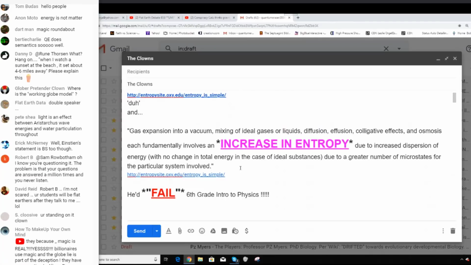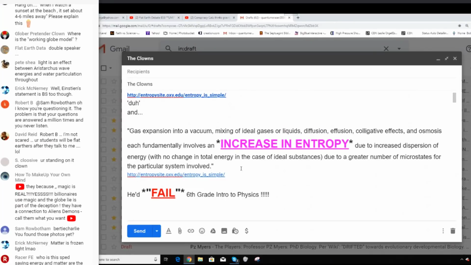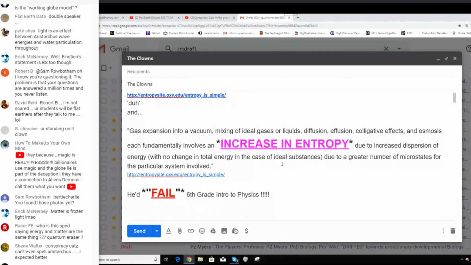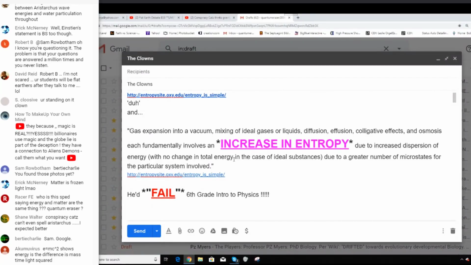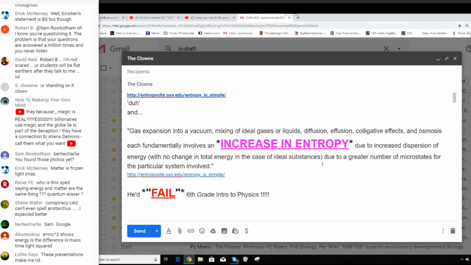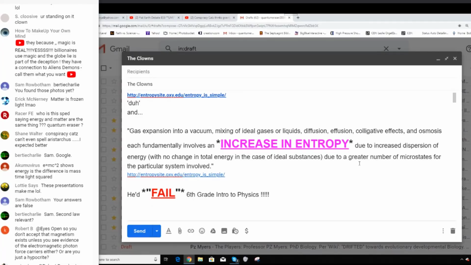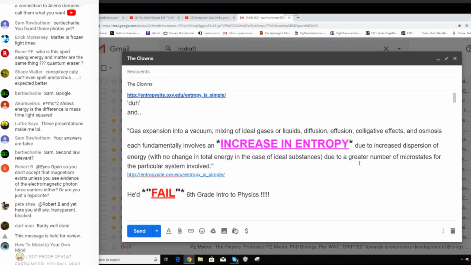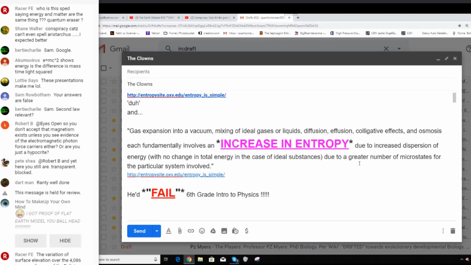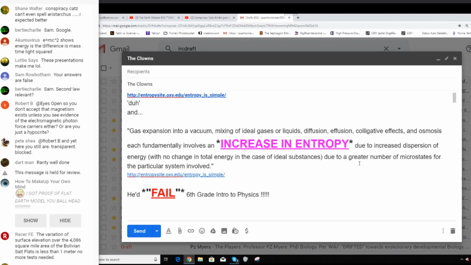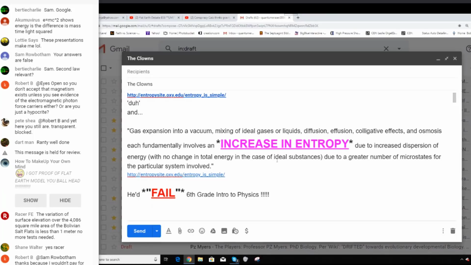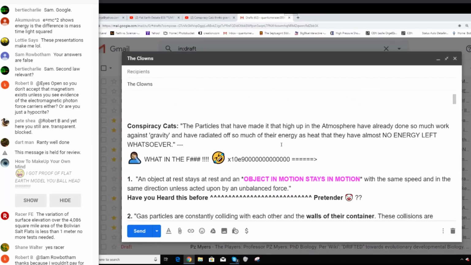Again, from the entropy site .edu, gas expansion into a vacuum. The mixing of ideal gases or liquids, diffusion, effusion, colligative effects, and osmosis each fundamentally involves an increase in entropy due to increased dispersion of energy with no change in total energy in the case of ideal substances due to a greater number of microstates for the particular system involved. This physics teacher had failed 6th grade intro to physics. I mean, I'm speechless. Wait till you hear this one.